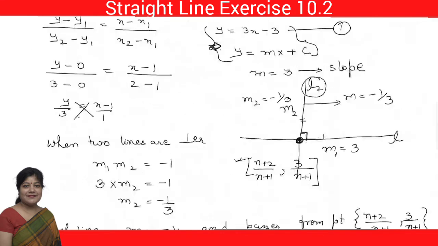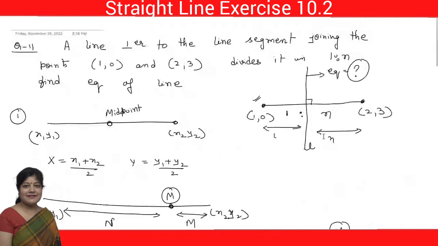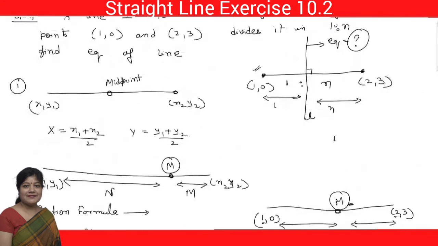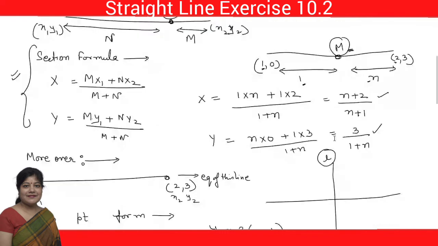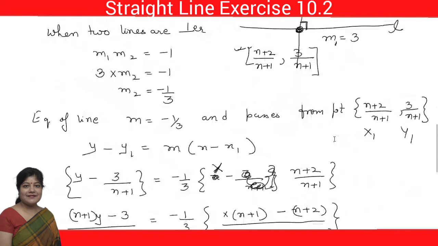Now Hetika, do you want to note it? From where have you lost? From m2 is equal to negative of 1 by 3. Actually, this exercise is the base of a straight line. Practice this exercise.